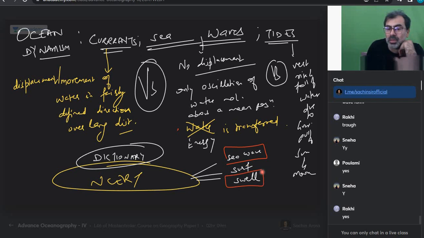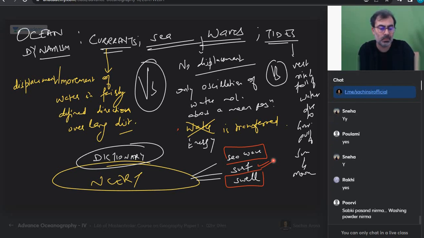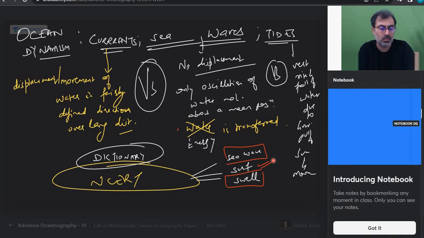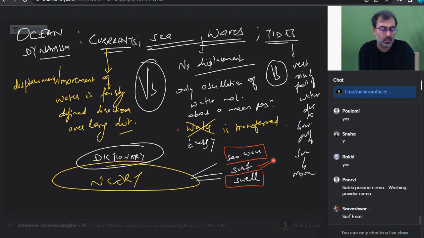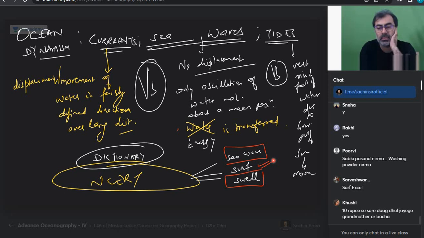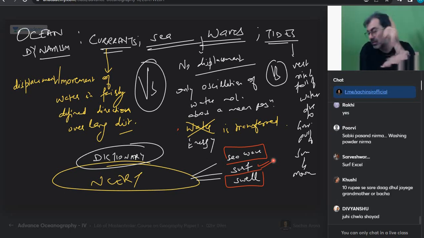Sea wave we understood. Swell we understood. What is surf? So surf is Surf Excel. We wash clothes with it. I think Karishma Kapoor is doing the ad of Surf Excel या कोई और कर रहा है? हमारे टाइम में कुछ और करते थे. I think nowadays Karishma Kapoor is doing the ad of Surf Excel. नहीं, वो निर्मा का कर रहे हैं. दाग अच्छे हैं, कौन कर रहा है? ₹10 से सारे दाग धुल जाएंगे. ग्रैंड मदर और बच्चा. ठीक है. सर्फ बताओ ये क्या है? जूही चावला कर रही. जल्दी से बताओ ये सर्फ क्या होता है?